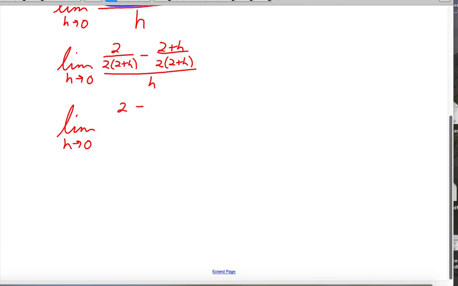So I have 2 minus, and be careful here, we're subtracting that entire second numerator, so put that in parentheses. And now this is all over h. So when you have a fraction within a fraction, dividing by h is the same as multiplying by the reciprocal, 1 over h.